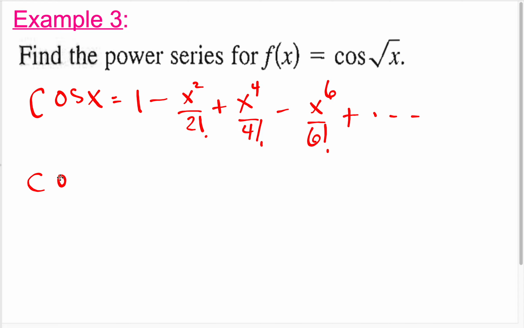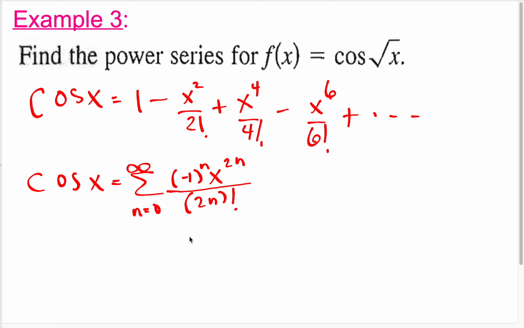So therefore, like I just said, when we memorize this, we are going to get negative 1 to the n, x to the 2n, all over 2n factorial. So therefore, if we want cosine of root x, what we're going to do is everywhere there's an x, we're going to plug in the square root of x.